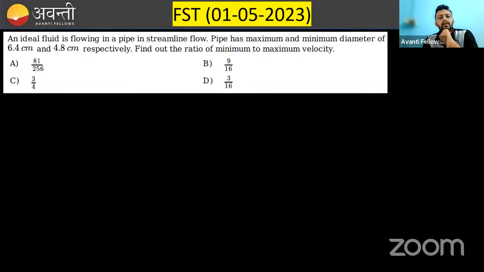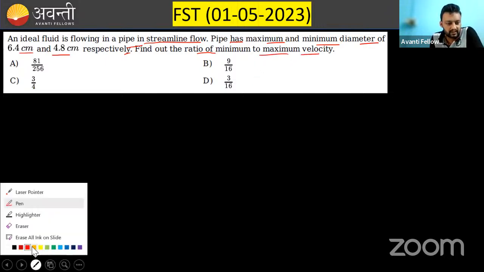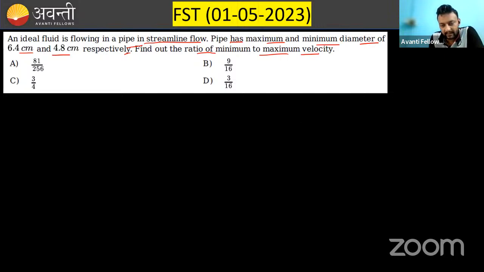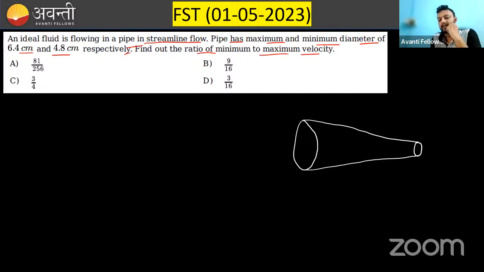For the next question. An ideal fluid is flowing in a pipe in a streamline flow. The pipe has a maximum and minimum diameter of something, this one and this one. Find out the ratio of minimum to maximum velocity. The question is saying that there is a pipe which has variable cross-section area. You can assume it's something like that. Here area is maximum and here area is minimum.